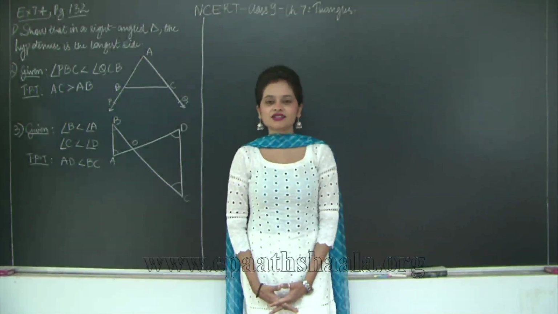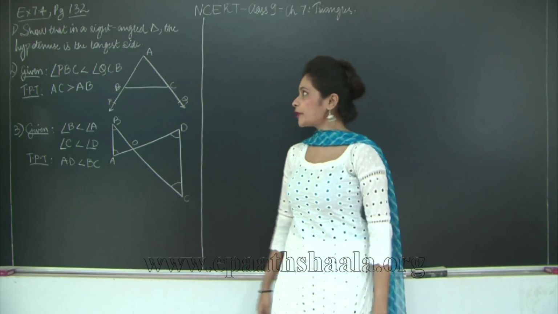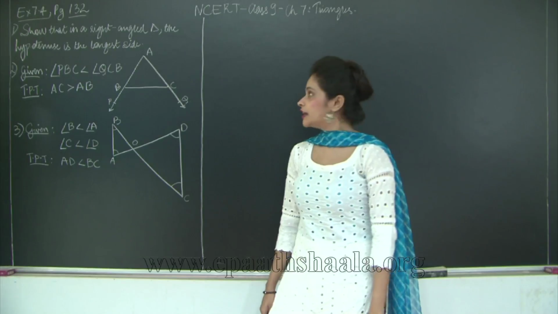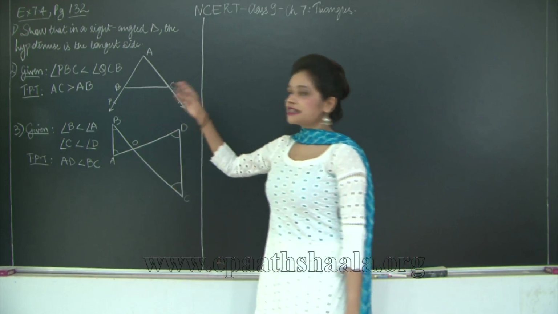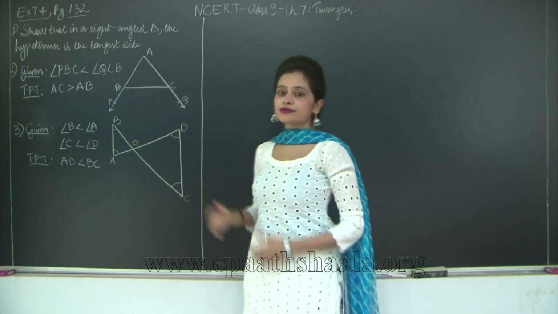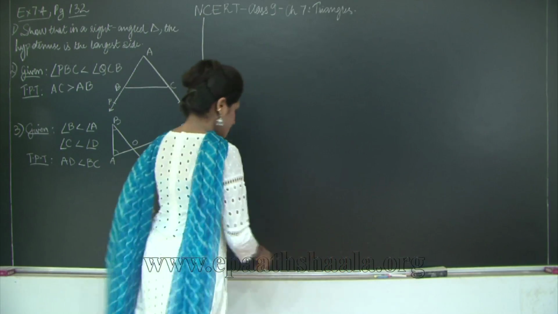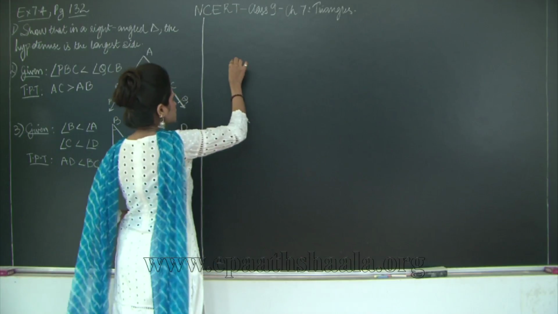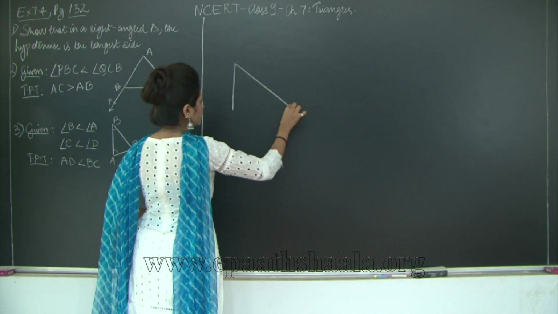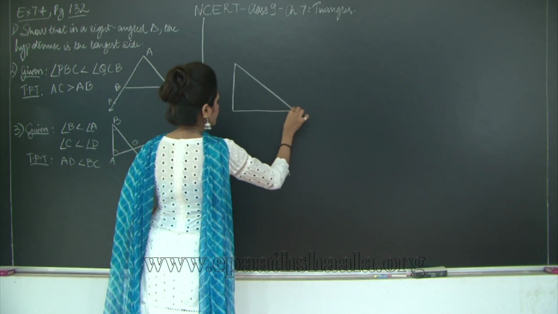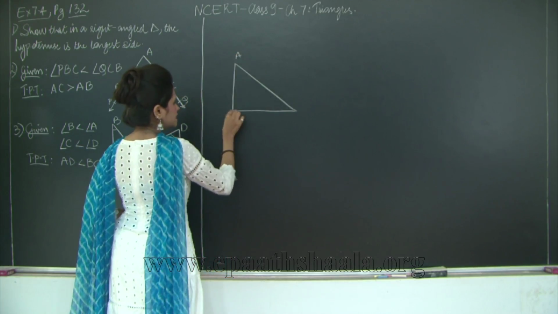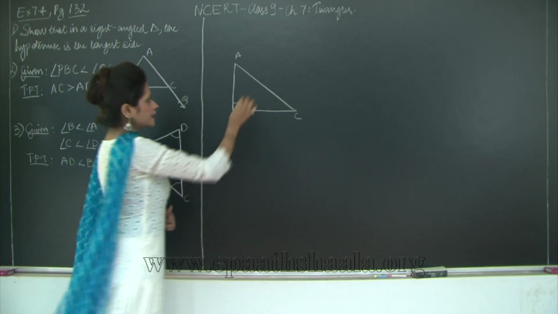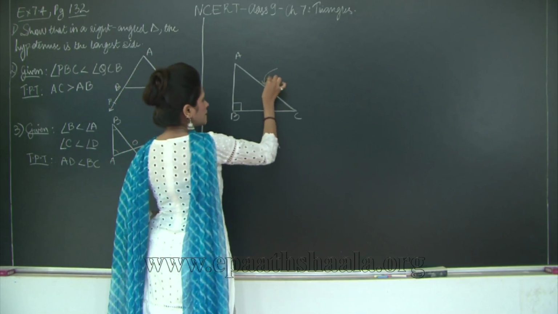Students, welcome back. Today we will take a look at exercise 7.5 of chapter 7, Triangles, on page 132. The first question: show that in a right angle triangle the hypotenuse is the longest side. Let us first draw a right angle triangle with hypotenuse. So I have triangle ABC where angle B is the right angle, therefore obviously AC is the hypotenuse.